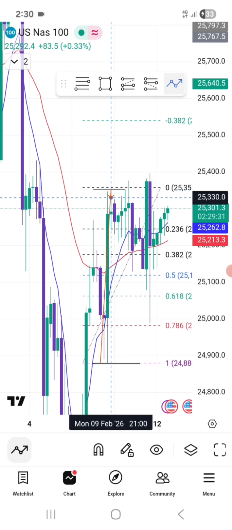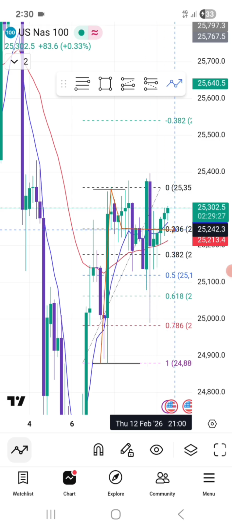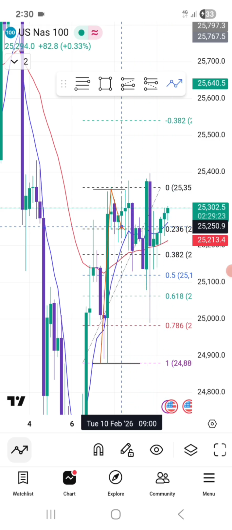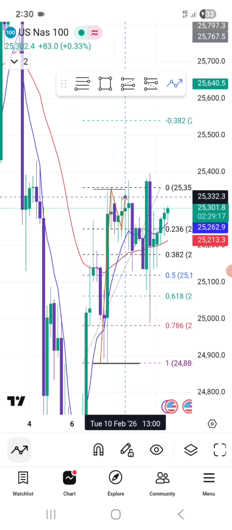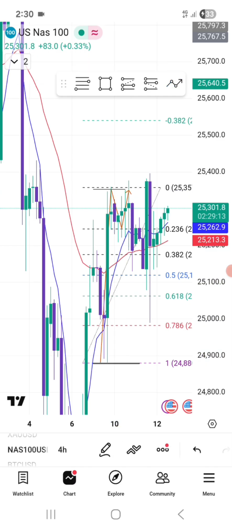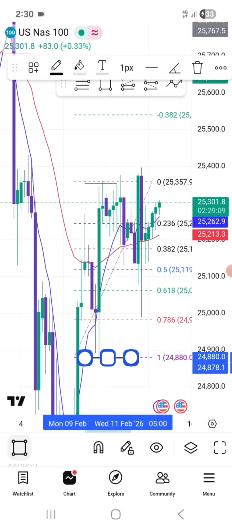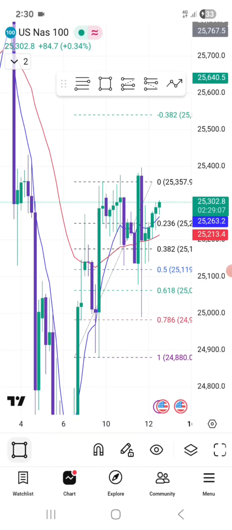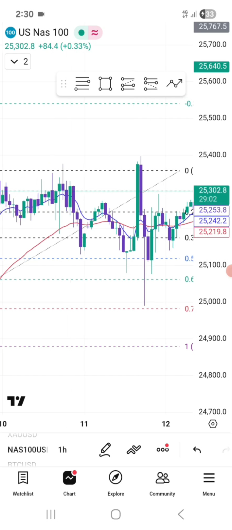So price went to test the 23.6 level of the Fibonacci, and once it tested that level, it came back to the 0 point. So what we can do is go to the lower time frame. I use the 1 hour. Commonly most traders use the 1 hour, so let's check the 1 hour.